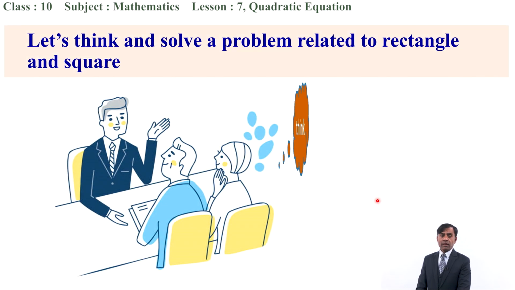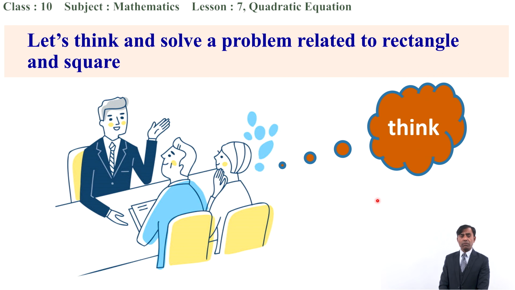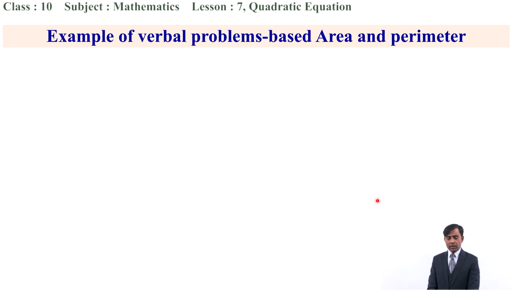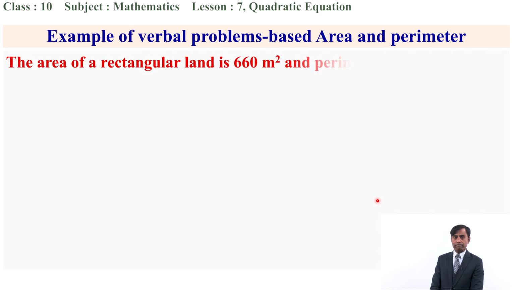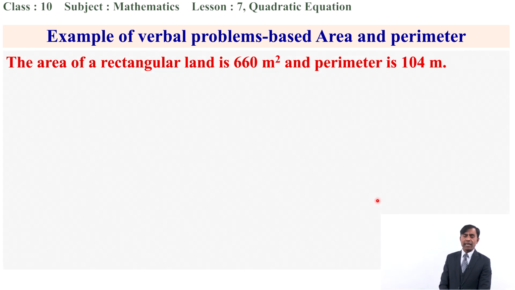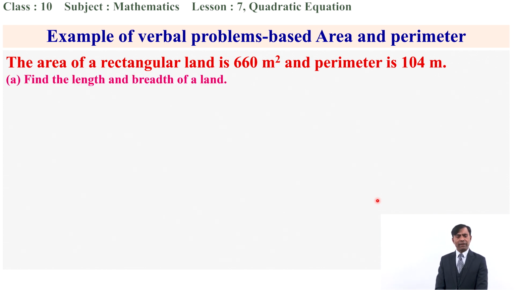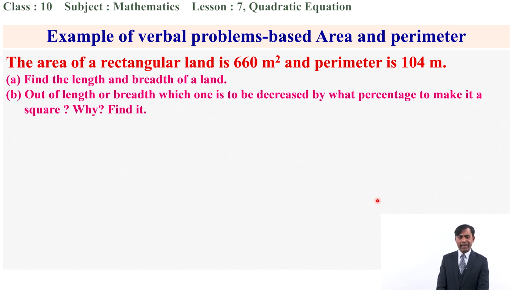Okay, after this, let's think and solve another problem related to rectangle and square. The problem is here. The area of a rectangular land is 660 square meter and its perimeter is 104 meter. Part A: find the length and breadth of the land. Second: out of length or breadth, which one is to be decreased by what percentage to make it a square? Find it. We have two questions here with the given context.